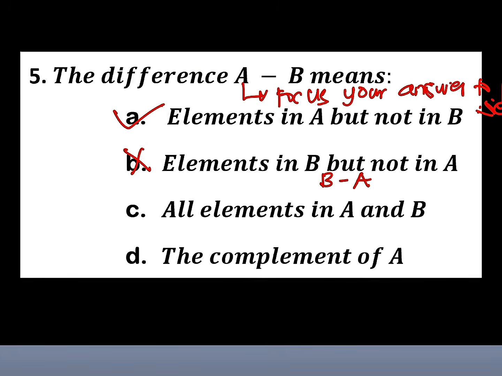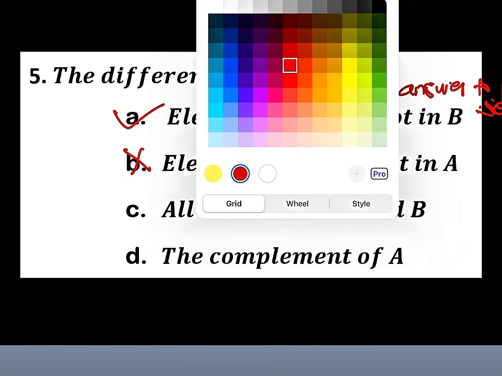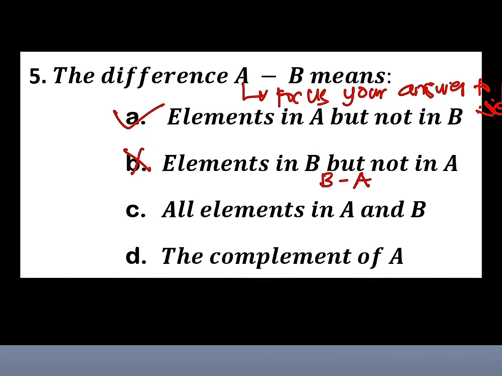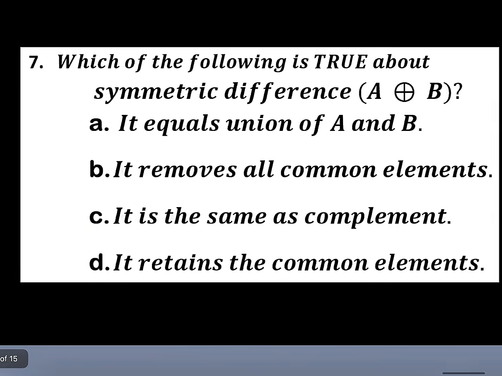And letter C, all elements in A and B. This is for union of sets. And for letter D, the complement of A. So this is applicable only for complement.